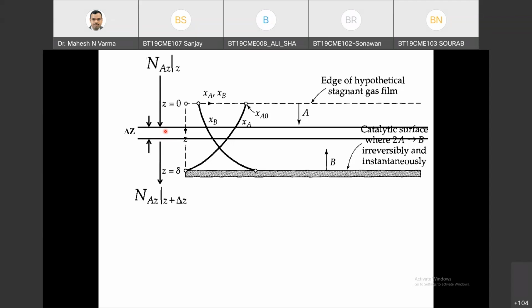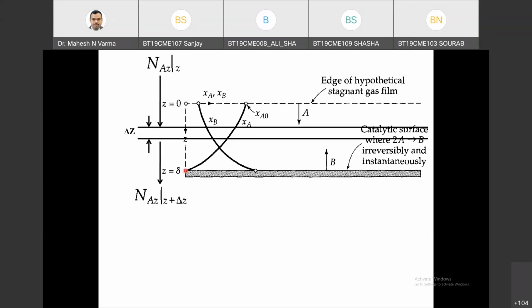Roll number 9109, Shashank. What will be generation and consumption of A in this differential shell? Sir, A will be consumed and generation of A is not there. Okay, so first, in this differential shell, there is no generation and consumption of A. Where it is consuming is at the boundary, at the bottom. That we will use as a boundary condition.